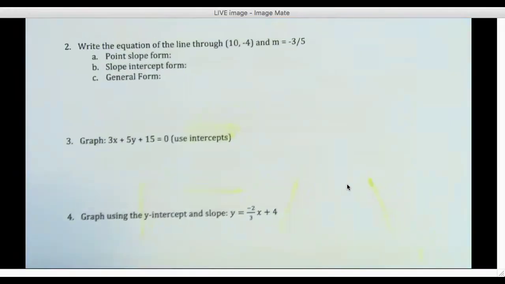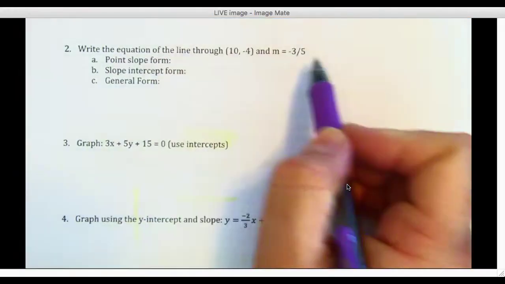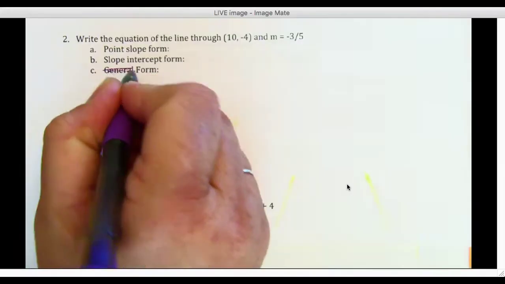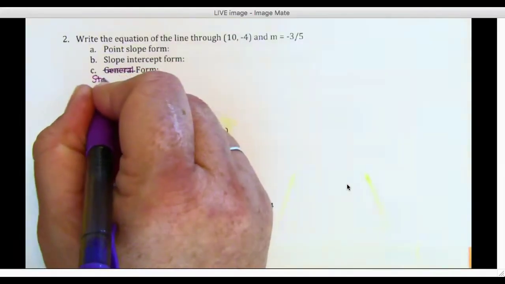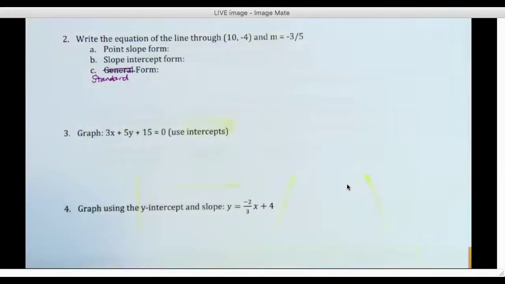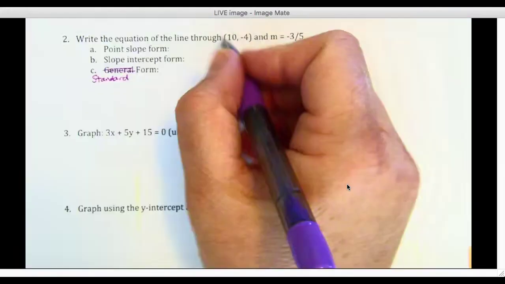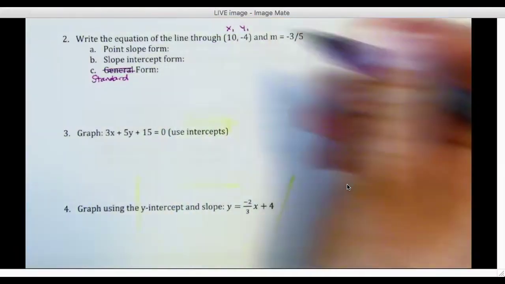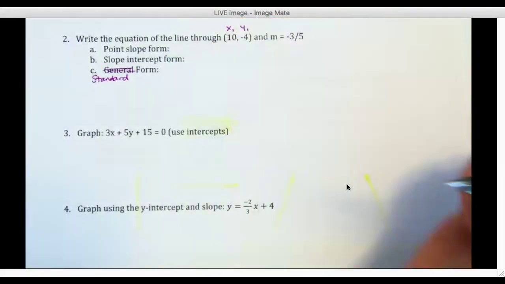Onto the back side here, we have a point and we're also given our slope. So in this question, it asks us to write our equation of the line through that point and with that slope in point slope form, in slope intercept form, and in general form. I'm actually going to change this so that it's asking for it in standard form because that's just a little bit more common. So we have a point. I'm going to go ahead and label that x1, y1, and we have our slope. And we're going to start with point slope form. This is the easiest one for us to start with.